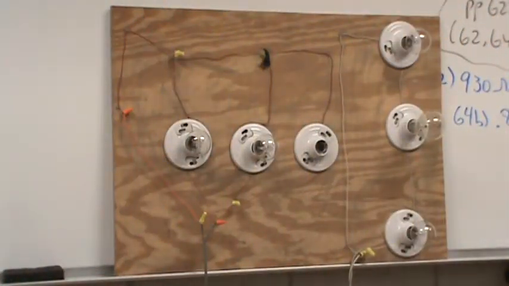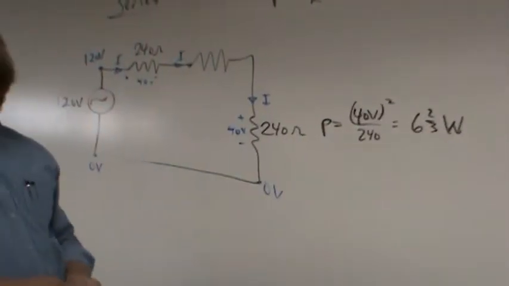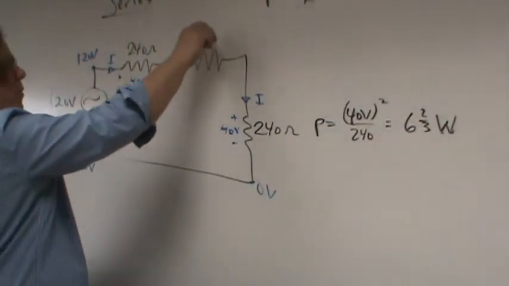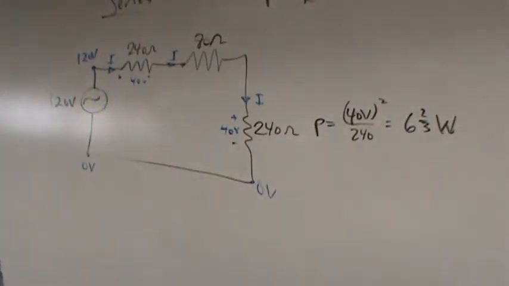Now, let me just go to this circuit and replace this. This is no longer a 240 ohm resistor. It's approximately an 80 ohm resistor, approximately 1/3, because it's got approximately 3 times the power. So it's 1/3 the resistance. My question to you is this.